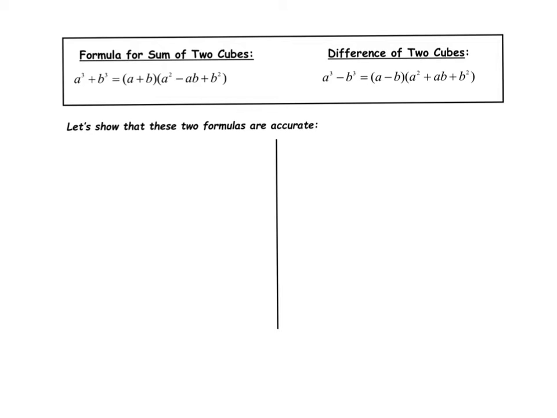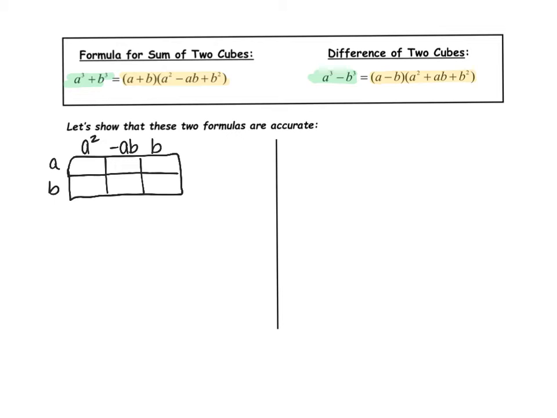So take a minute and double distribute this right-hand side here and see if you get this left-hand side. And do the same thing over here. Double distribute or box method, whatever you prefer, that right side and see if it equals this left side. So just to show you what I want you to do, I'll do the first one with you. So say I want to multiply a plus b, so I can put the a here and the b here, with a squared, negative ab, and b squared.